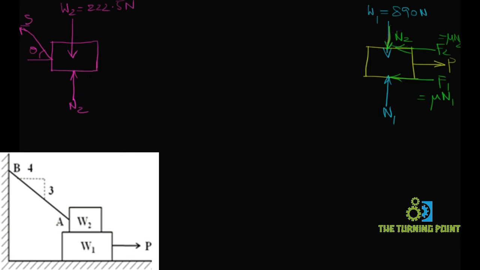So here the force of friction also follows Newton's third law. Here the frictional force is in the left hand side direction, so opposite to that one, here we need to represent in this direction so that the system remains in equilibrium. So F2 is equal to mu N2. So this is the free body diagram for block 2.